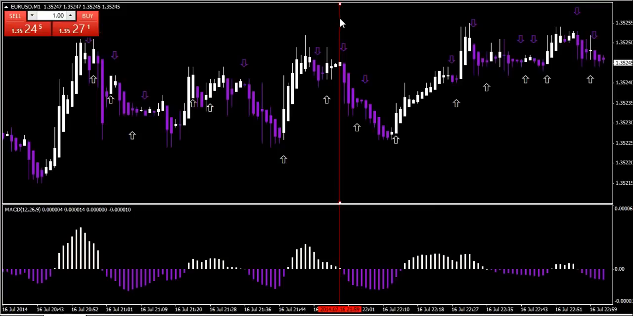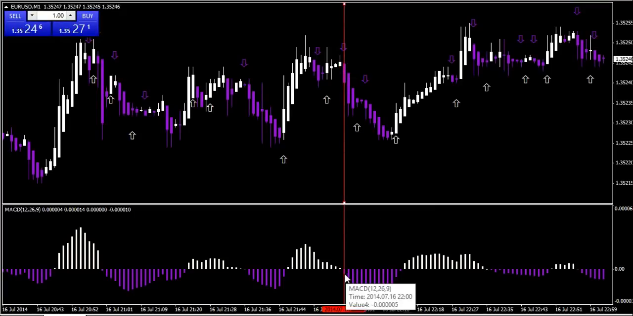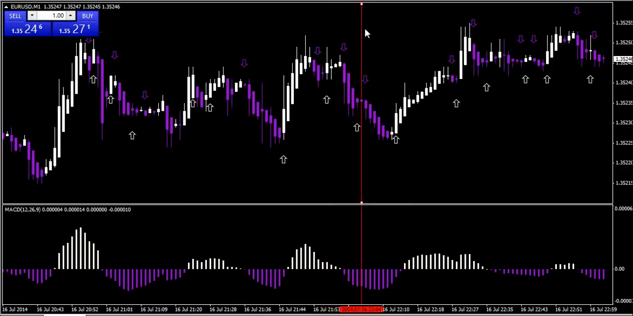Now we have another sell signal here. Let's line it up with the MACD. You can see the MACD turned the same color, so we go ahead and take the trade. 5 minutes going down. Winner. So guys, it's self-explanatory. I think you get the hang of it now.